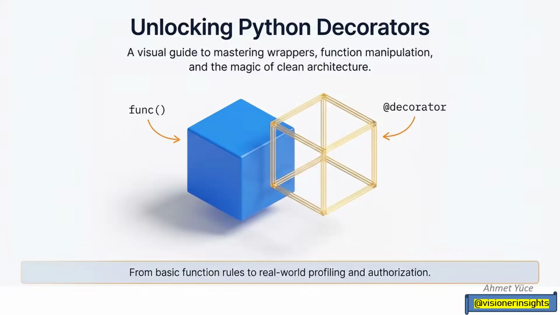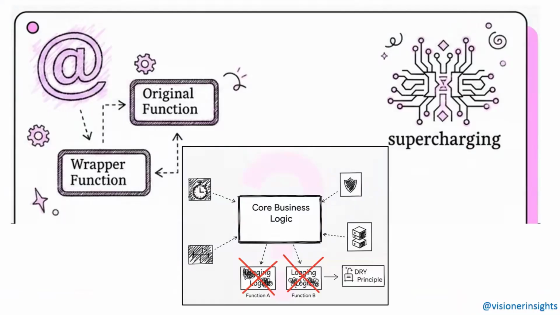Let's be totally honest for a second. The first time you see that little @ symbol just sitting there above a function, you probably think it's a typo, right? Or maybe you think somebody accidentally tried to tag an email address in the middle of a script. But if you've ever wondered how that single tiny symbol could suddenly supercharge a regular function with entirely new capabilities, well, you are in exactly the right place.